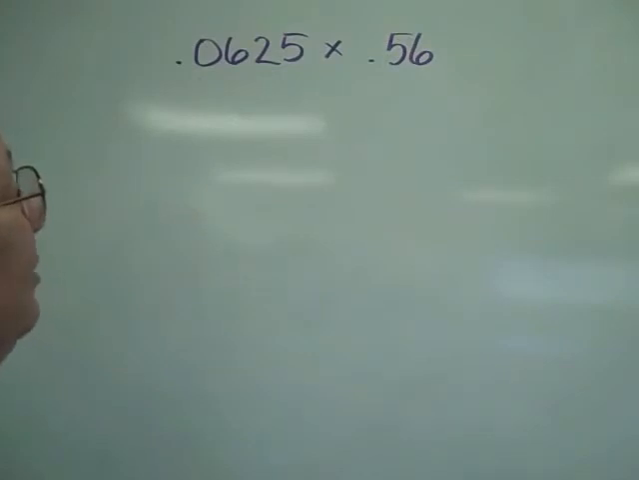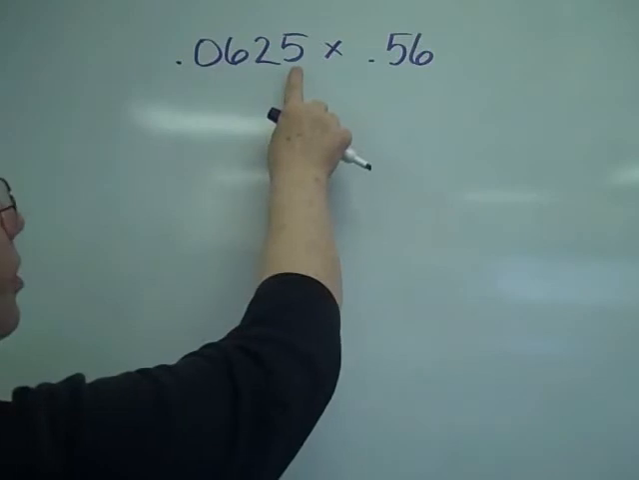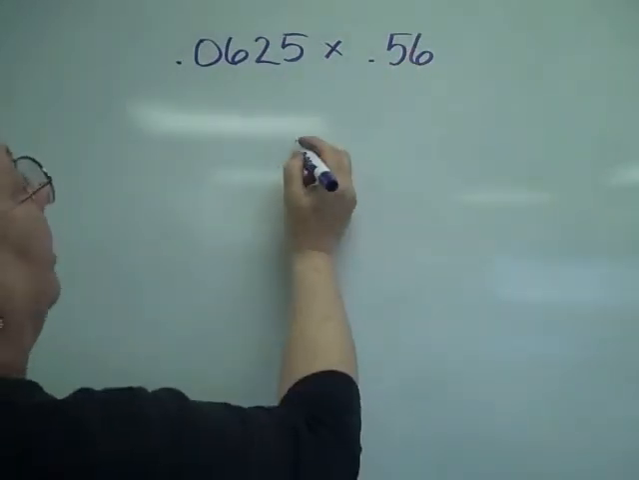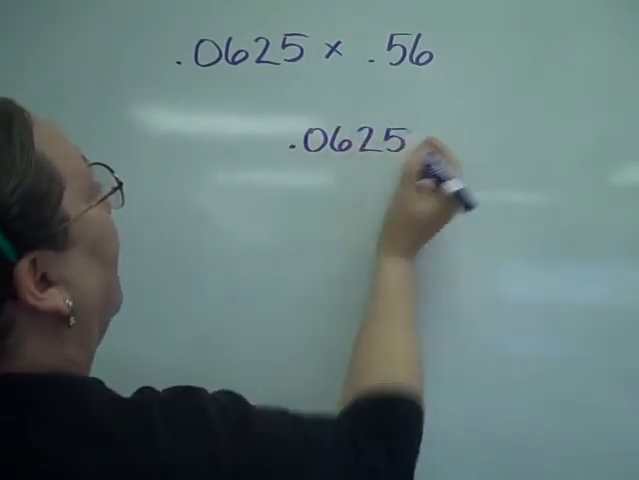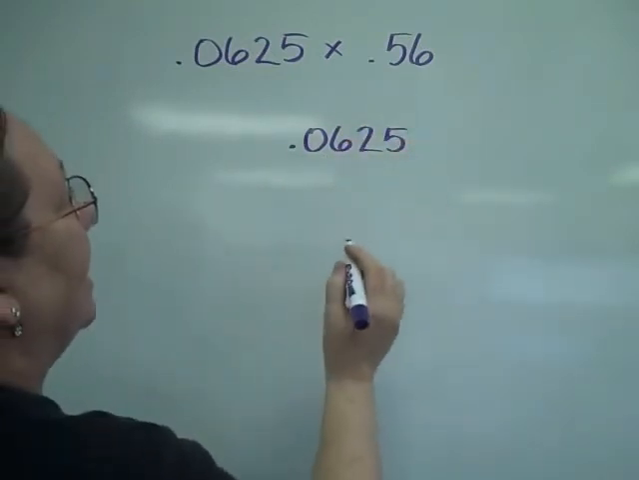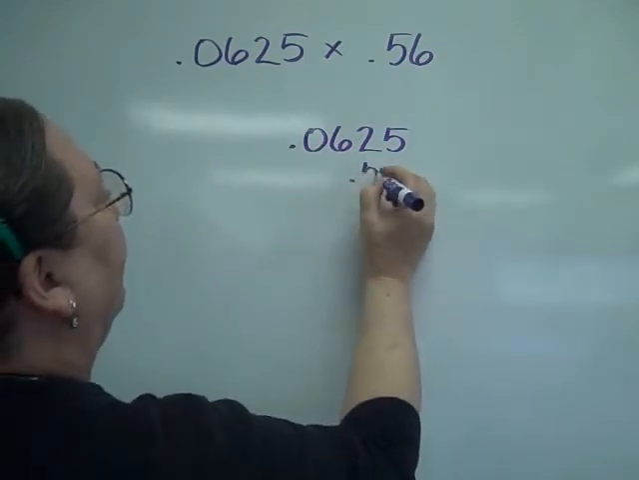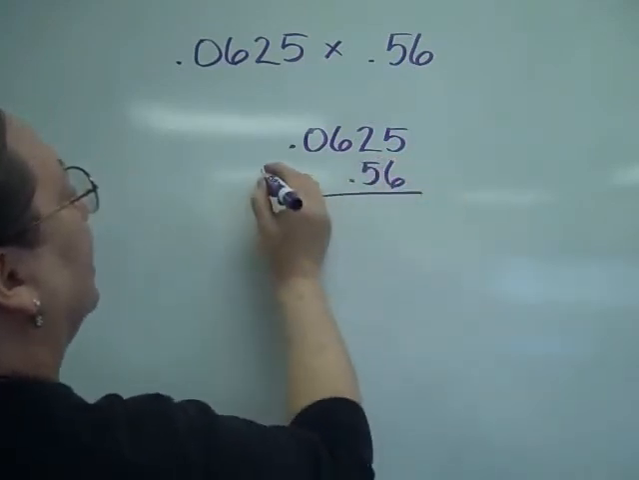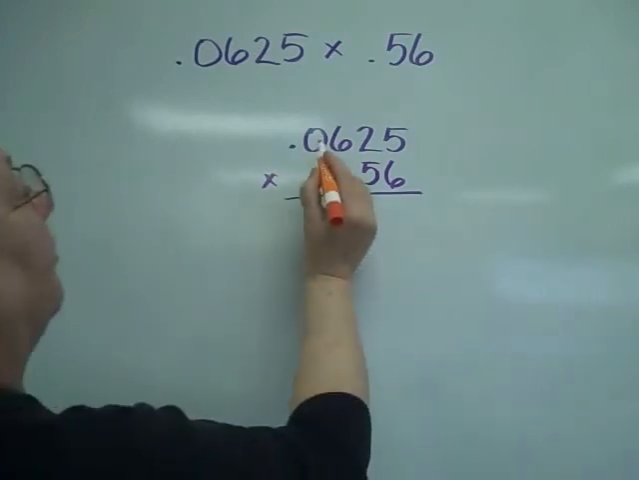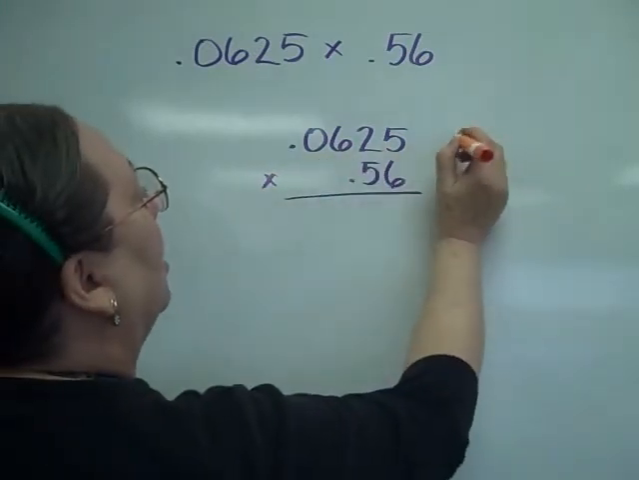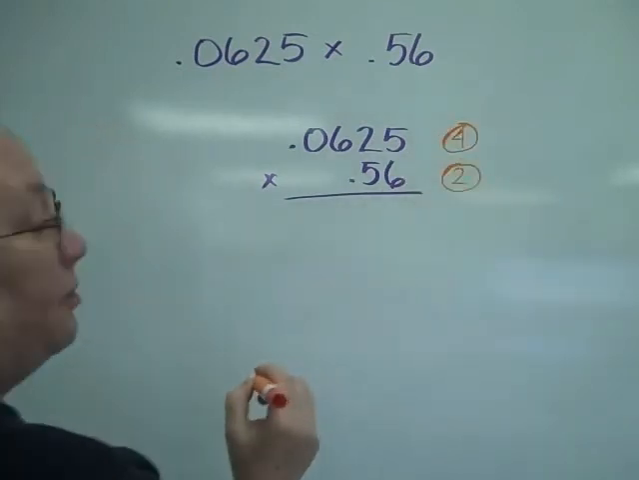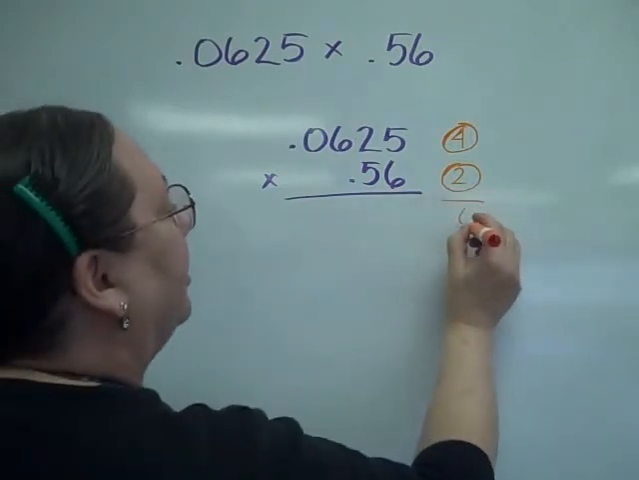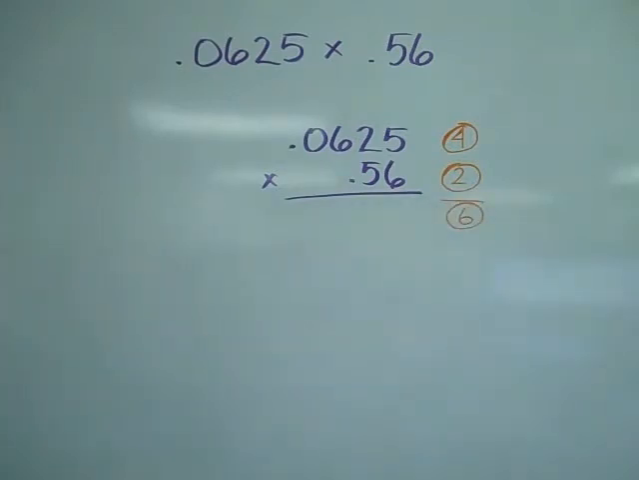Well, looking at these numbers, they can be a little bit intimidating, but remember, we're going to line up the numbers on the right. So I'm going to have 0.0625, which is 625 10,000ths, times my 56/100ths. Okay, looking at my decimals, I have 1, 2, 3, 4 numbers behind the decimal there. I have 2 numbers behind the decimal here, which will give me a total of 6 numbers behind the decimals in my answer.